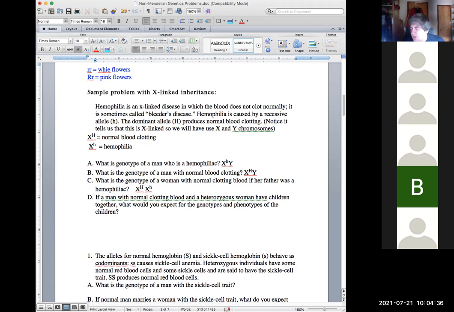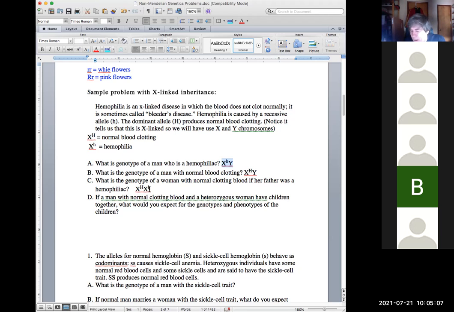So she will not have hemophilia. Notice this problem doesn't say anything about incomplete dominance or codominance, so this means it's normal dominance. If you get one big H, like this woman did, you will have normal clotting blood. So we would not be able to look at this woman and see that she was a hemophiliac. Now, realistically, if this was that woman's father, we would probably know that he was a hemophiliac.